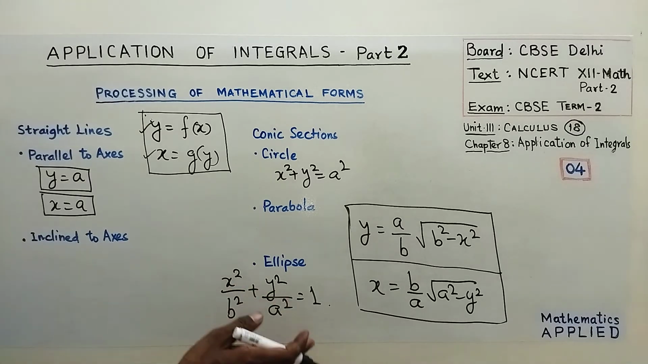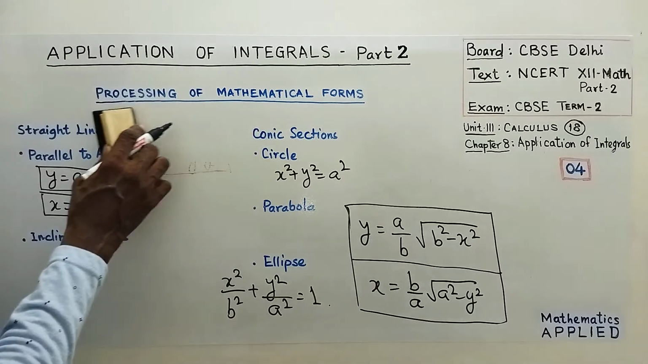So for ellipse we have 4. Again for other forms also we have seen. So these are the final things that we will carry to the next part.